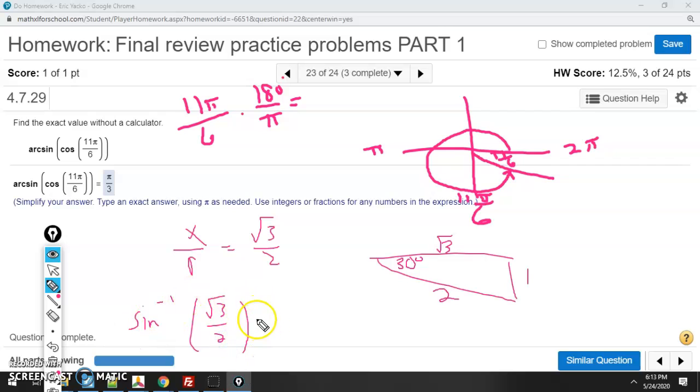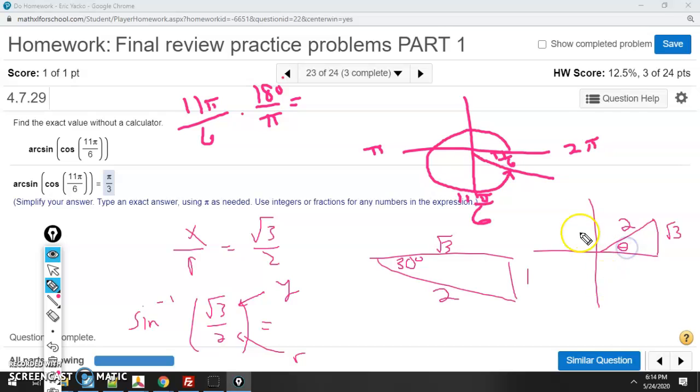Sine inverse returns the angle of a function. So we have to figure out where square root of 3 over 2 is in terms of a unit circle. Well, sine inverse is actually defined only in two places. Sine inverse is defined on the fourth quadrant and the first quadrant. So if it was sine, this numerator is the y value, and the denominator is the radius. Since we're doing sine inverse, we have a y value of square root of 3 and a radius of 2. And so we're looking for an angle.